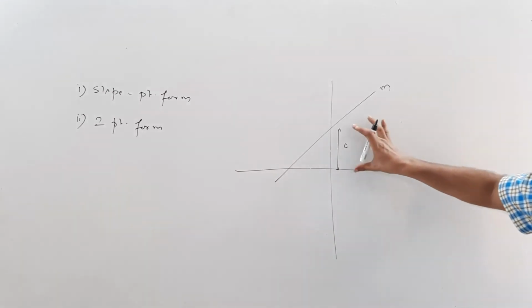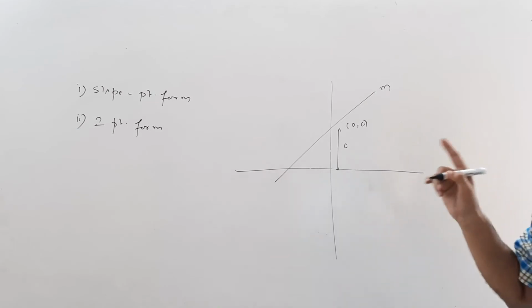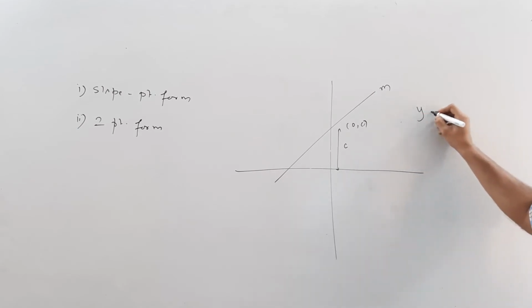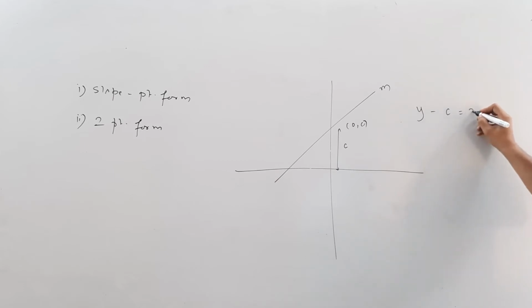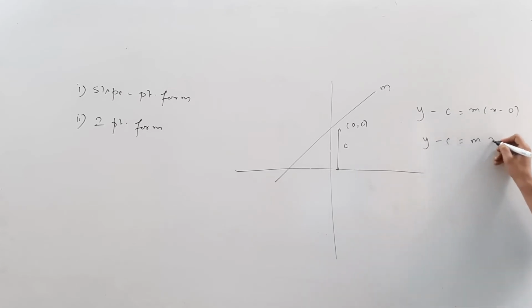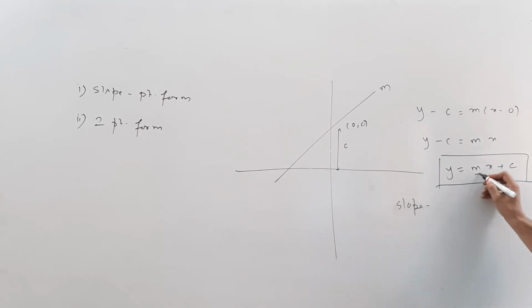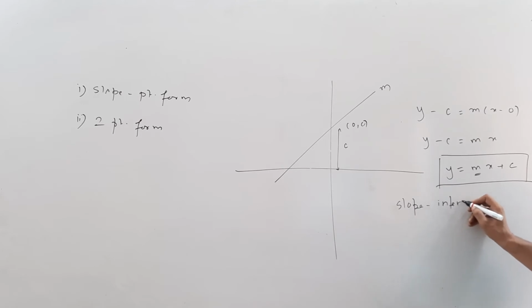So if this is the intercept, then I know that this point that is cut is 0 comma c, and we can very well use the slope point form over here, that is y minus c is equal to m into x minus 0. Now if I continue with this further, then what I'll get is y minus c is equal to mx, or I'll get y is equal to mx plus c. So this is our third form of line, that's called the slope intercept form because this c is the y-intercept.